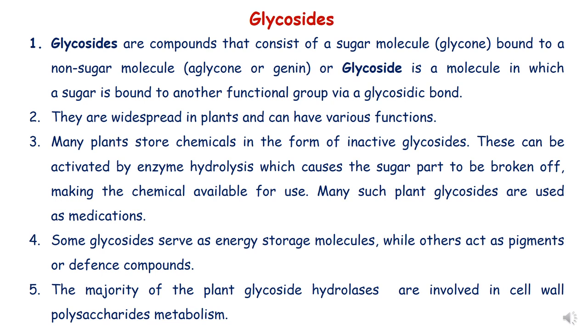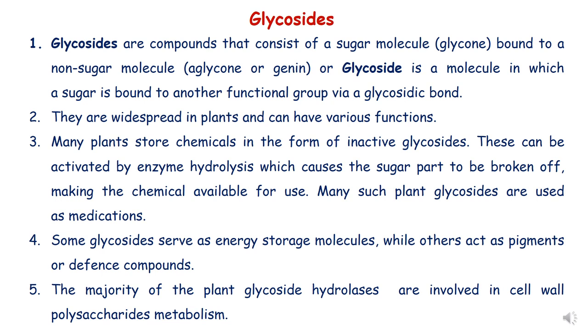So what are glycosides? Glycosides are compounds that consist of a sugar molecule, which is also called glycon, bound to a non-sugar molecule known as aglycon or genin. Or, a glycoside is a molecule in which a sugar is bound to another functional group via a glycosidic bond. They are widespread in plants and can have various functions. Many plants store chemicals in the form of glycosides.